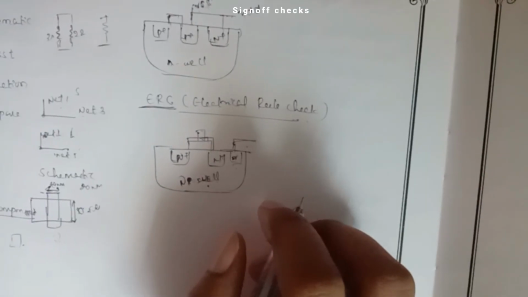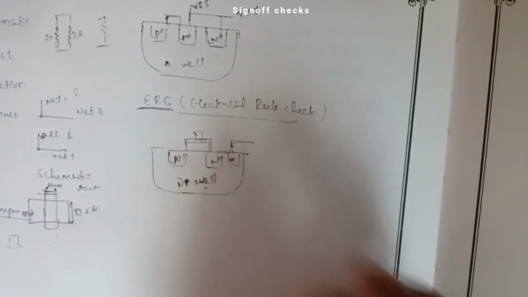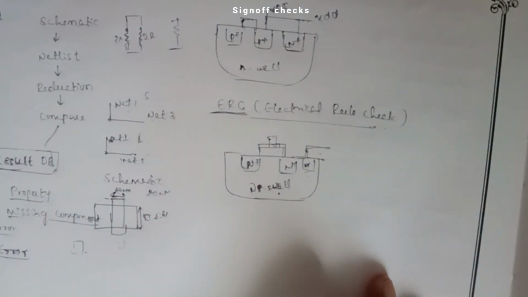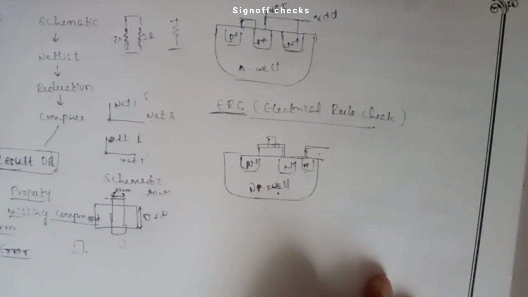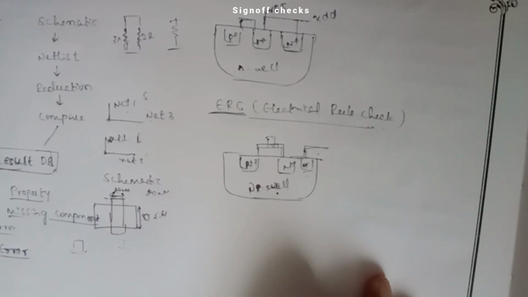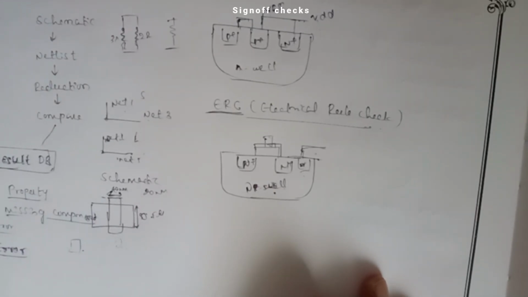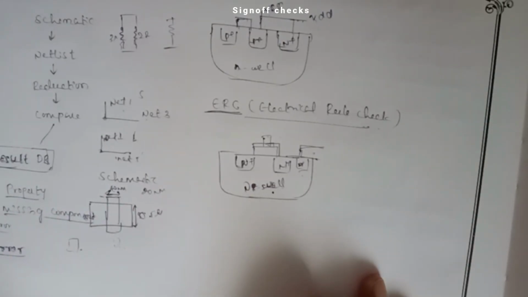And what else is remaining? Component mismatch we covered, property error we covered, missing component we covered, then connectivity error we completed. Okay, these are all about errors.